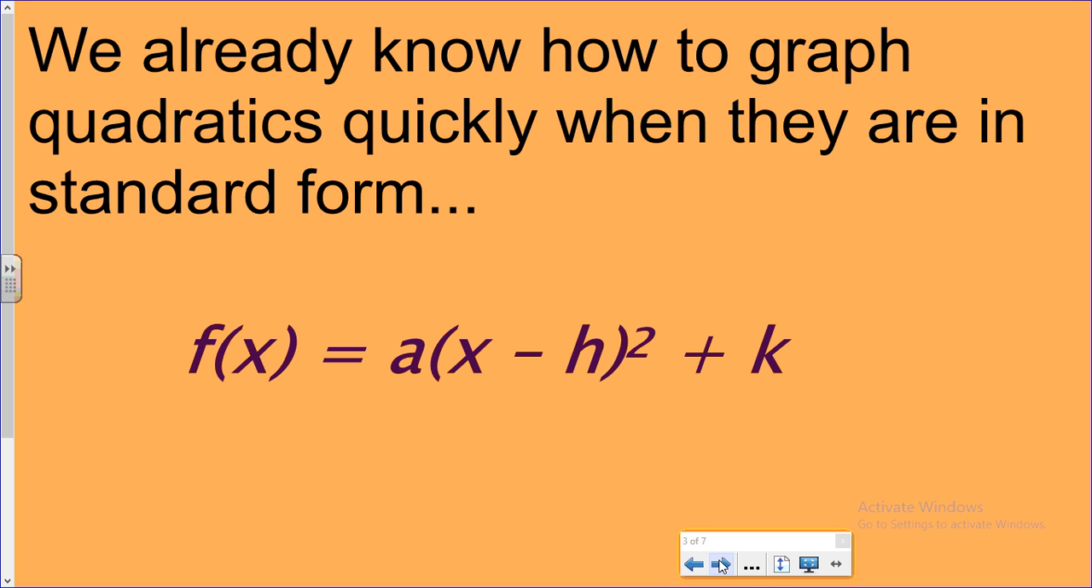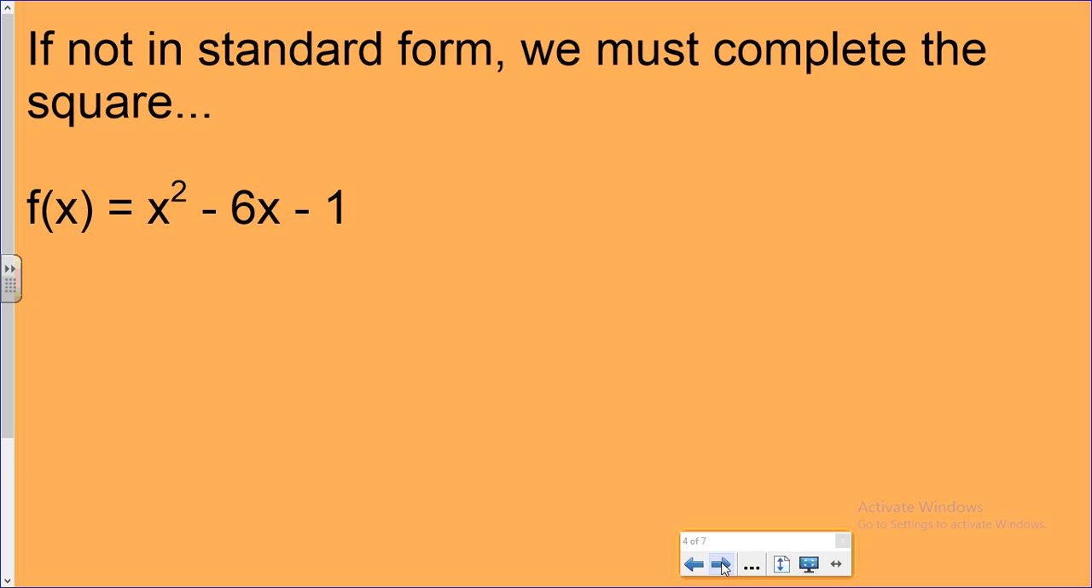A is positive, it opens up. A is negative, it opens down, okay? This is going to tell us our shifts, okay, which is giving us our vertex. And then if A is something other than 1 or negative 1, we know we can make that stretch or shrink. Now, what we need to figure out is how to get a quadratic into standard form. Okay, that is the skill we need to work on today.